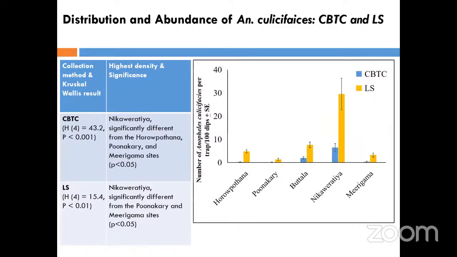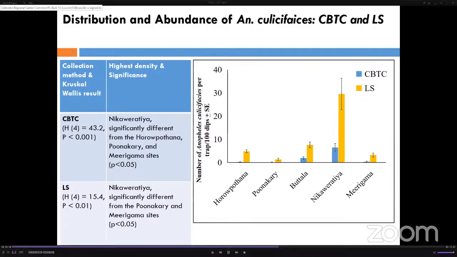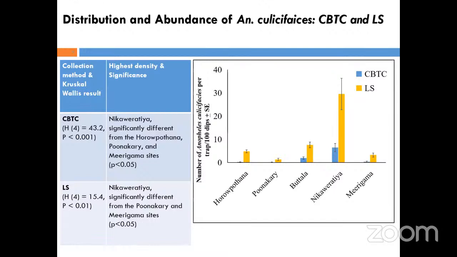And Dunn's post-hoc test showed that densities from CBTC in Nikawaretiya were significantly different from the Horopathana, Punakari and Mirigama sites. And for the larval densities, its statistic was 15.4 with a p-value below 0.01. And again, Dunn's post-hoc test showed that the larval density of Nikawaretiya was significantly different from Punakari and Mirigama sites.